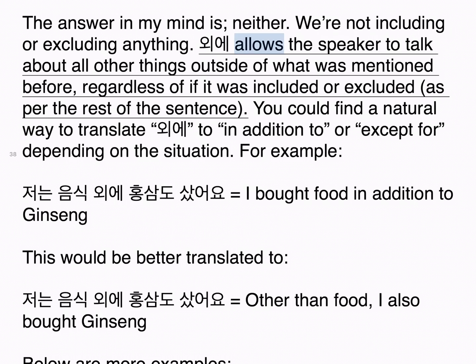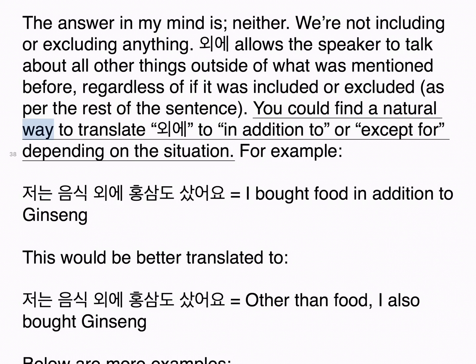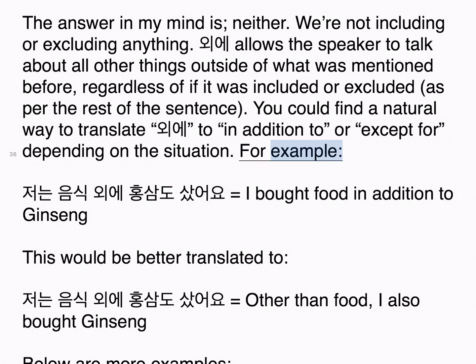외 allows the speaker to talk about all other things outside of what was mentioned before, regardless of if it was included or excluded. As per the rest of the sentence, you could find a natural way to translate 외 to in addition to or except for, depending on the situation. For example, 저는 음식 외에 홍삼도 샀어요. I bought food in addition to ginseng. This would be better translated as: other than food, I also bought ginseng.